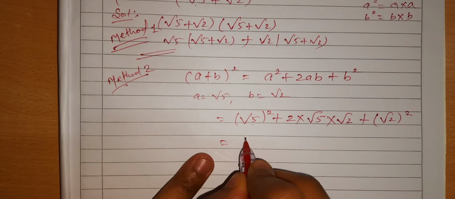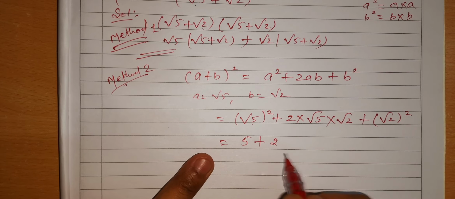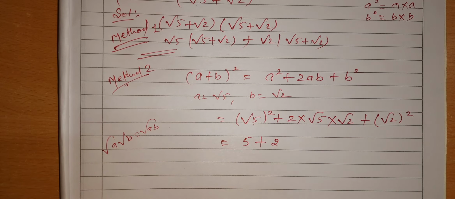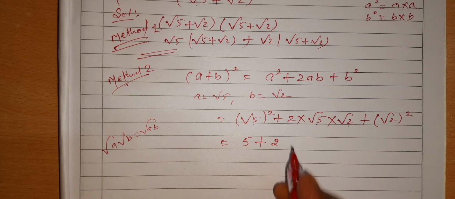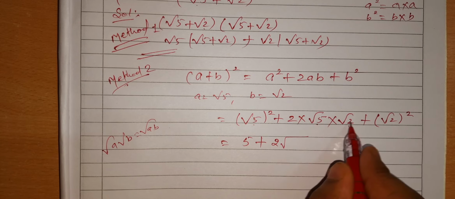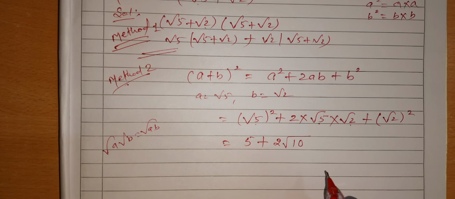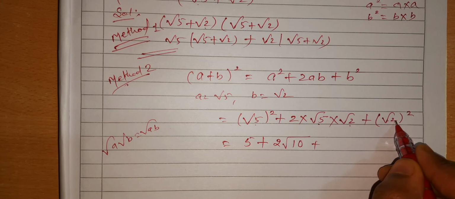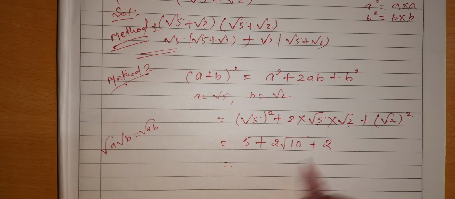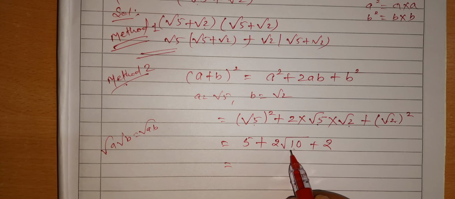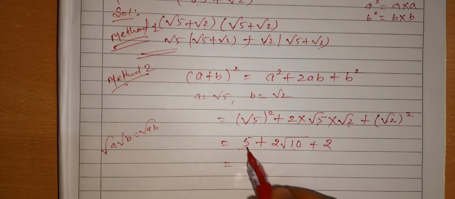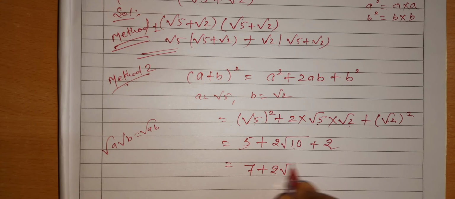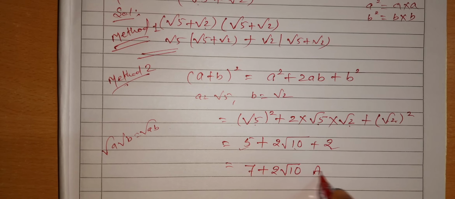Root 5 square is 5 plus 2 multiplied by, using this identity, root a multiplied by root b is nothing but the whole root of ab. So root 5 multiplied by root 2 is root of 5 multiplied by 2, means 5 2s are 10. Plus root 2 square means 2. Now we cannot add this, it is within root. So we can simply add these two numbers. 5 plus 2 is 7. So 7 plus 2 root 10. This will be the answer.